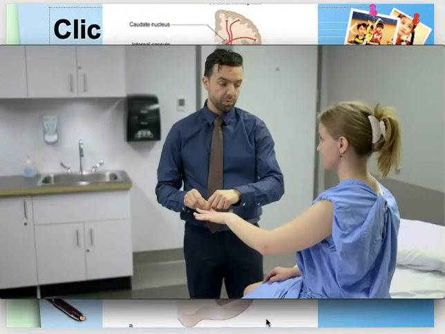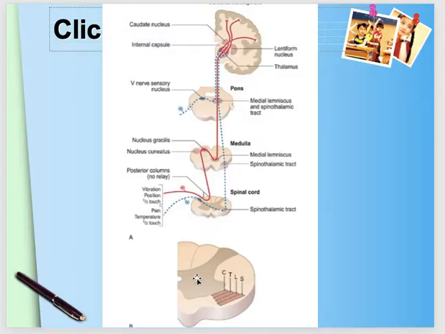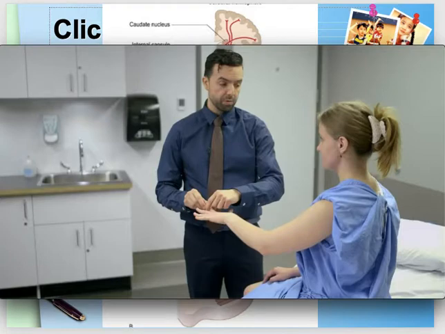Okay, so the fibers of the posterior column ascend ipsilaterally. You can see they ascend ipsilaterally. Then in the medulla, they cross over to the other side. Crossover is also called decussation, or they decussate.